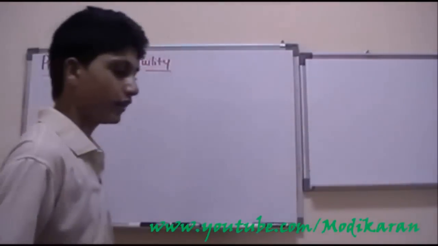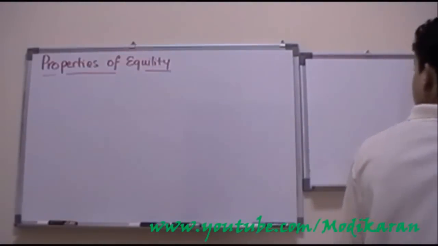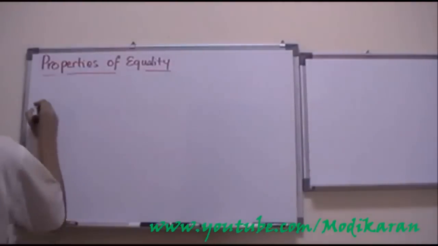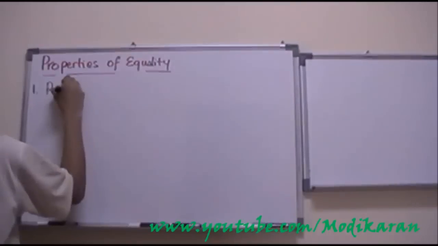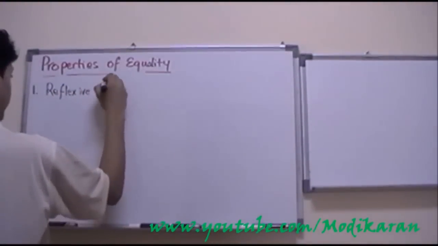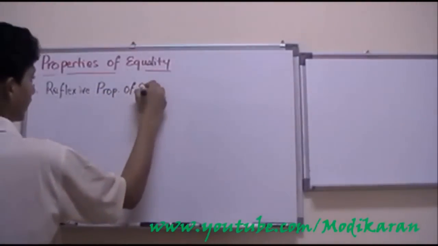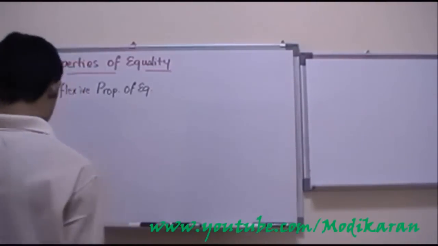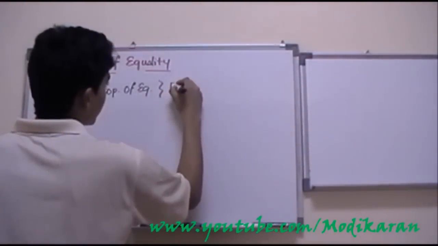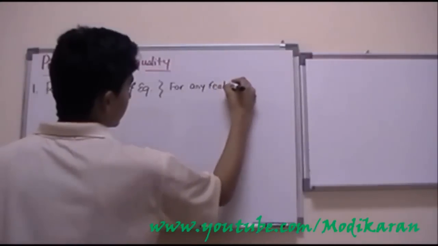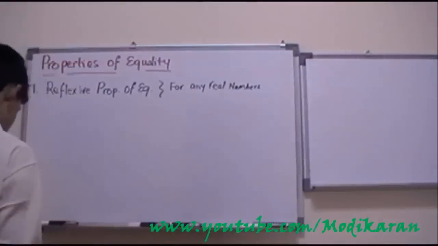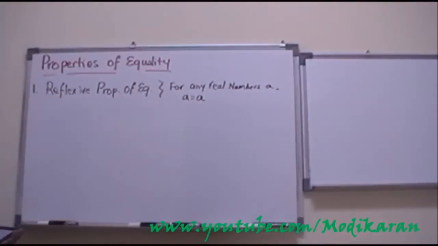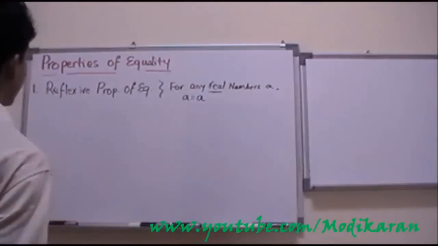The first property is the reflexive property of equality. I'm just going to write this. There's less space over here, but it says that for any real numbers, that is a, a has to be equal to a. Recall that real numbers consist of many types of numbers. We should know that by now.